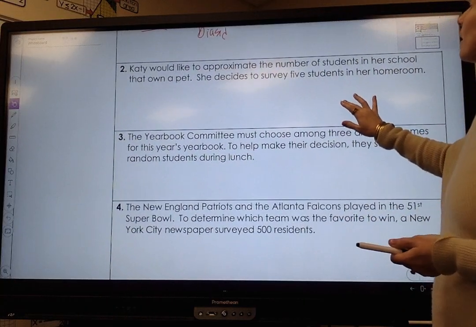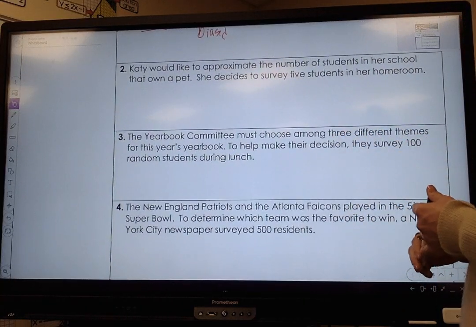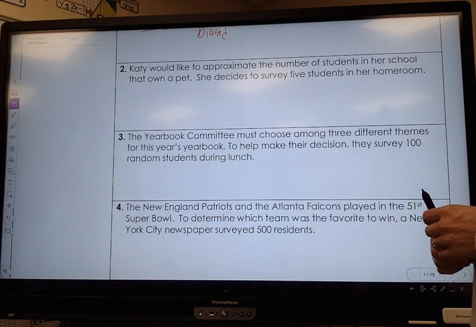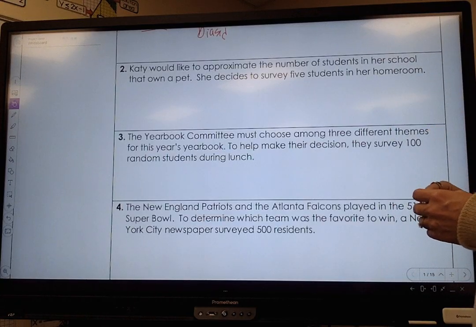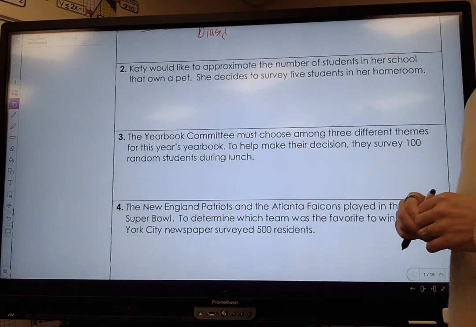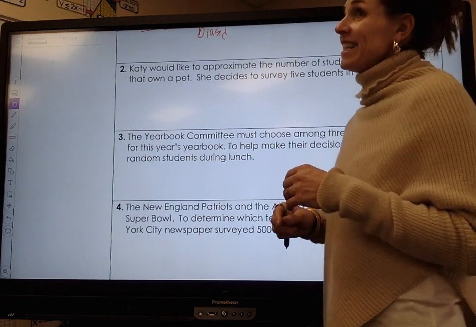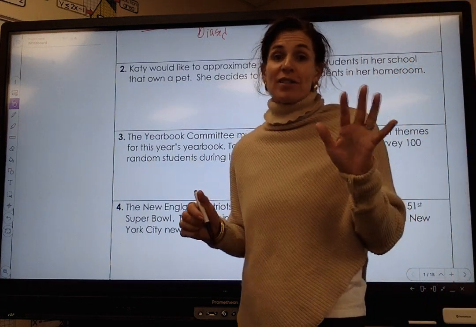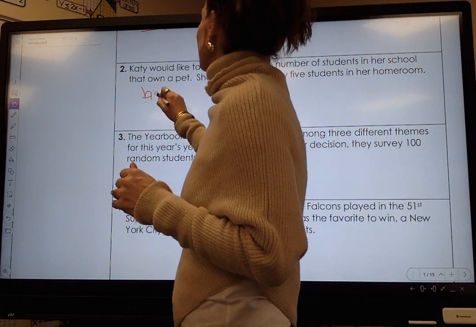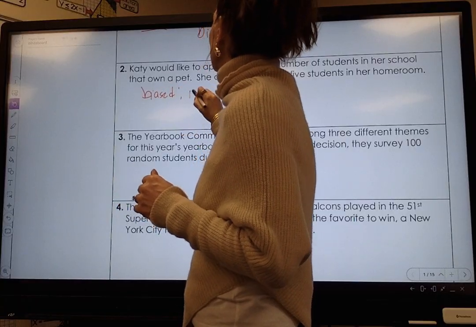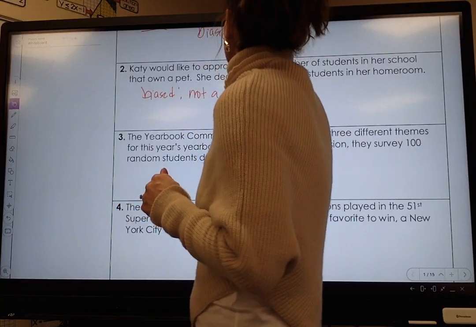Okay, Katie would like to approximate the number of students in her school that own a pet. She decides to survey 5 students in her homeroom. Well, is it large enough? No, 5 students is not enough. So it is biased because it is not a large sample.